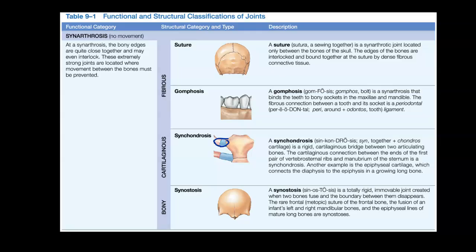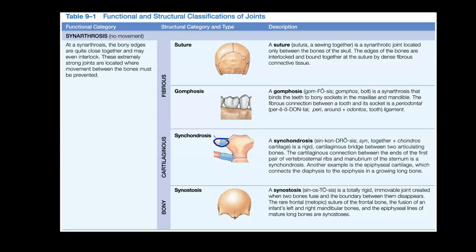So this is what you're going to see here. And it's going to be in that silvery blue color. And so it's going to be that cartilaginous connection between both of those ends, and it's going to come in and connect there to that manubrium, like we said, and to the sternum. Another example is going to be the epiphyseal cartilage, which is going to connect the diaphysis to the epiphysis in the growing long bone. And so when you went over bone tissue in the previous chapters, you did learn about that section of bone, and that's going to be where that bone extends itself and grows stronger.